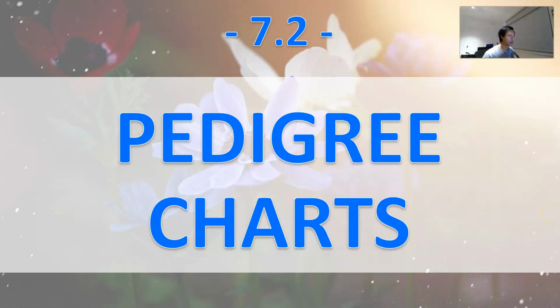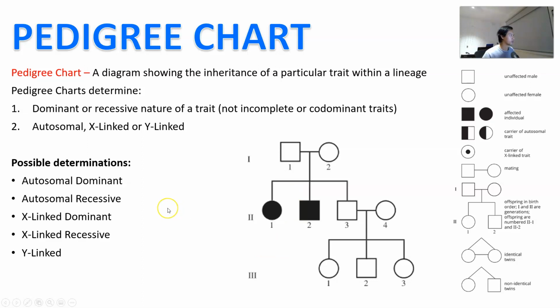In this lesson, we're going to look at pedigree charts. A pedigree chart is a diagram showing the inheritance of a particular trait within a lineage. Here's a pedigree chart right here. They determine two things. Number one, they tell you whether the trait is dominant or recessive. It doesn't tell you whether it's incomplete or codominant. And then it also tells you whether it's autosomal, X-linked, or Y-linked.